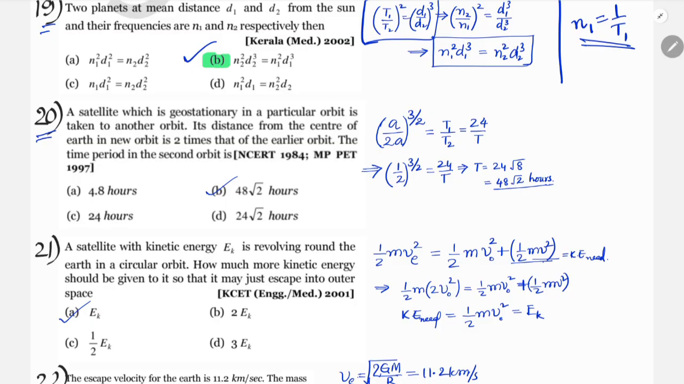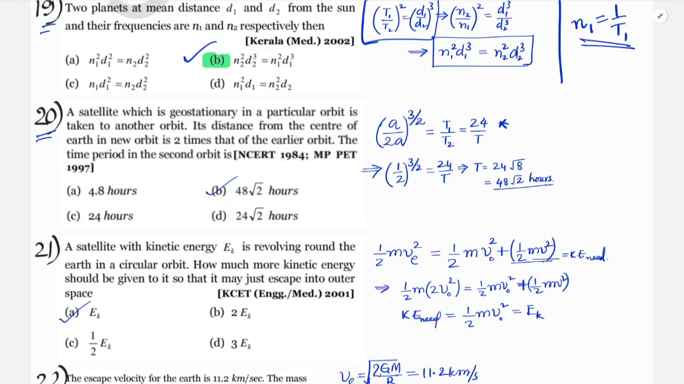Next, problem number 20. A satellite which is geostationary in a particular orbit is taken to another orbit. Its distance from the center of the Earth in the new orbit is 2 times that of the earlier orbit. The time period in the second orbit uses again the same formula: t1 by t2 equal to a1 by a2 whole power 3 by 2. If you substitute, see here, 24 is the time period, in hours.